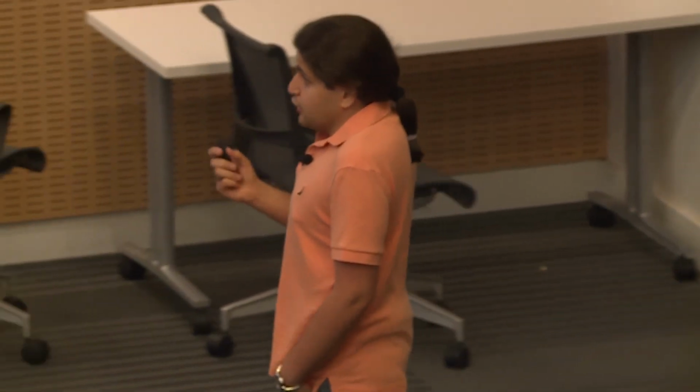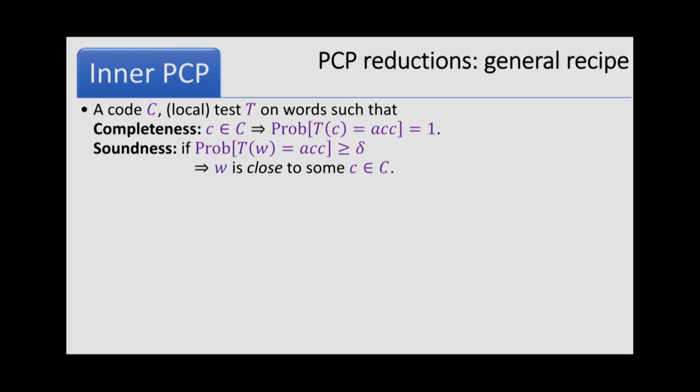Good. So I'll not tell you the reduction in full. Instead, I want to focus on one component of it, which is called the inner PCP. And this is a really simple object. It's a coding theoretic object. And what we need is the following.